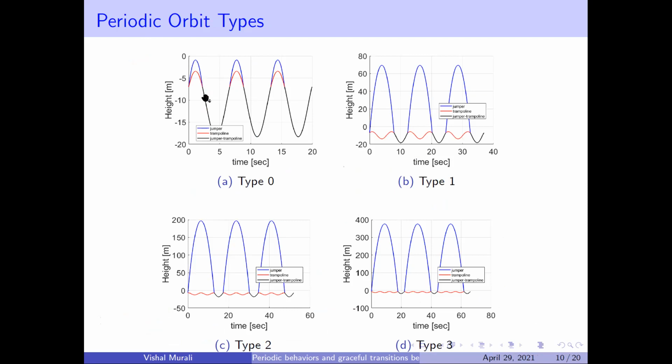So we have a periodic orbit for this, and then for a slightly larger impulse, there is a much larger ballistic impulse, and so this is type 1, and then there's type 2, and then there's type 3, and so on. So the larger values of impulses give rise to longer periodic orbits with much larger flight phase.